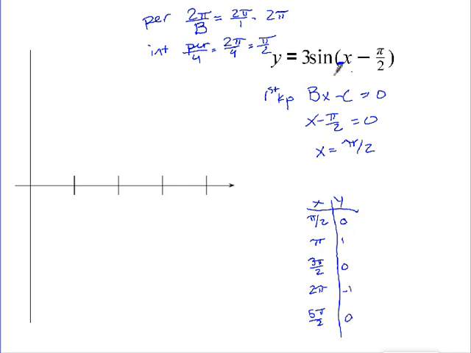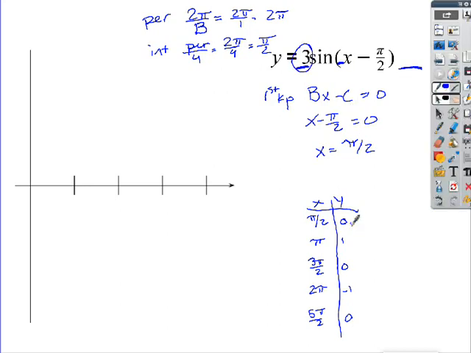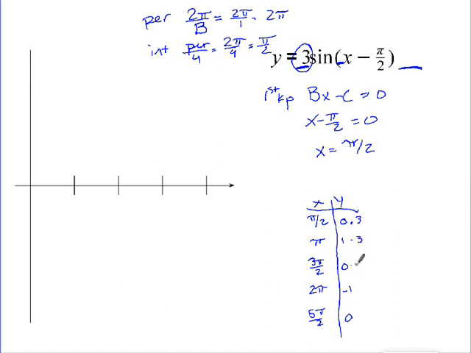The only way that's going to change is if I have something multiplied at the beginning or added or subtracted at the end. So in this case, all of my parent function values are going to be multiplied by 3 because we multiplied this whole thing by 3. I'm just going to take each of these and multiply them by 3, and that's the only change I need to make. So now my y values are 0, 3, 0, negative 3, and 0. And that's the process that you're going to repeat every time.